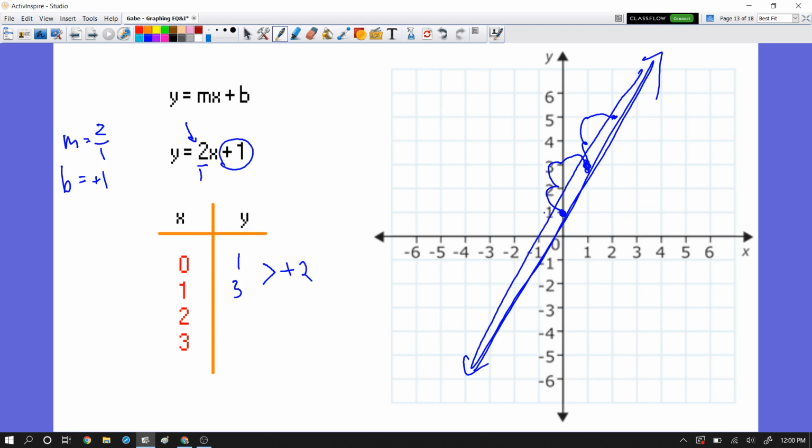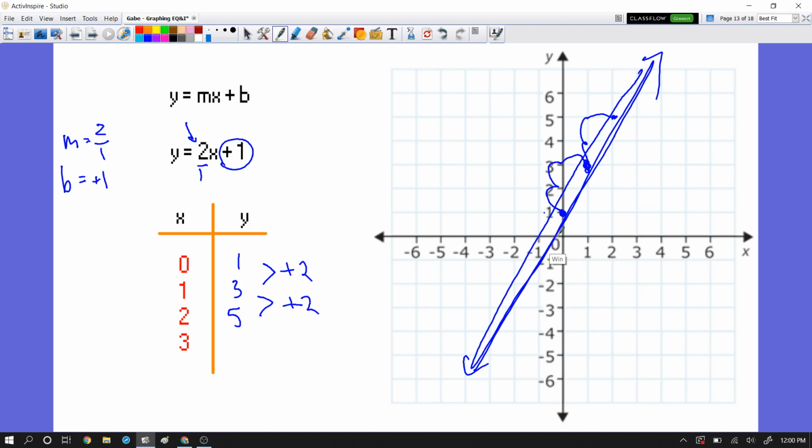2 times 2 is 4, plus 1 is 5. Look at that, still plus 2. You can see the pattern because it's a line. It's a line, so if it is straight, that means it's following the same rate of change. It's constant. It's going to increase by the same amount every single time.